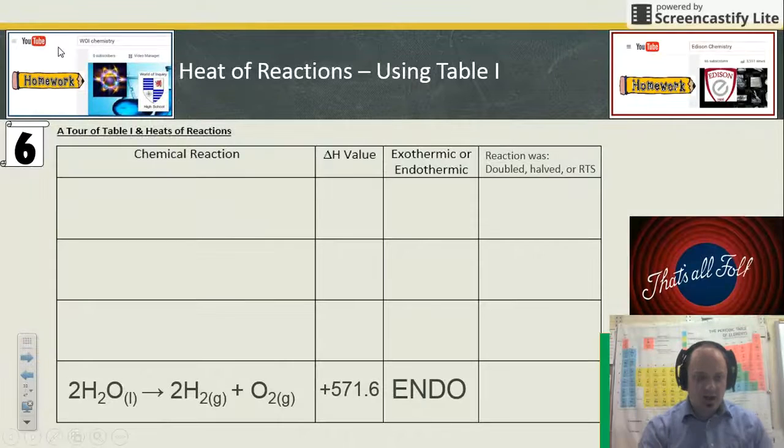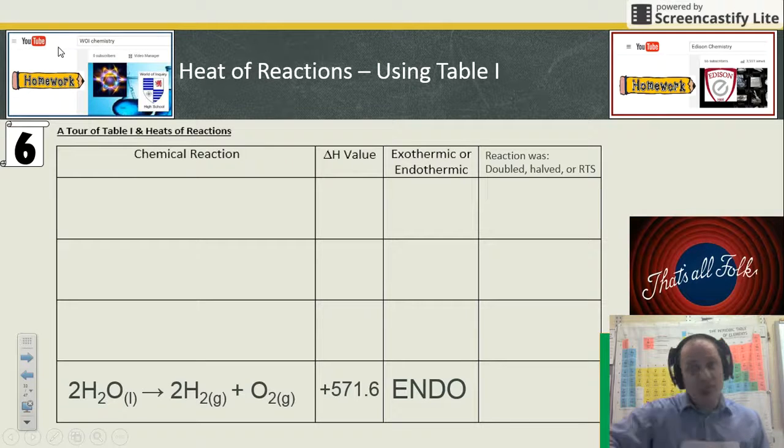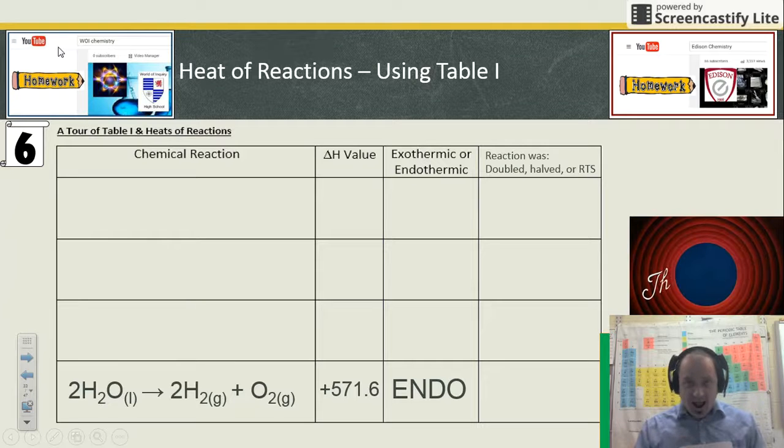So, the main points of this lesson. Heat is a product or a reactant. Table I tells you that. If the value for the heat is negative, heat was produced. If the value for the heat was positive, heat was consumed, as a reactant in the ingredients. You can double these reactions, triple these reactions, or flip these reactions. When you double or triple the reaction, you double or triple or halve the amount of heat. When you flip the reaction, you flip the sign for the heat. And that is what I want you to take away from this lesson.